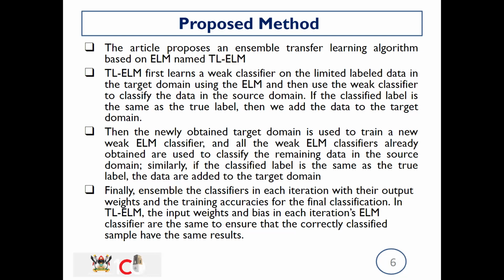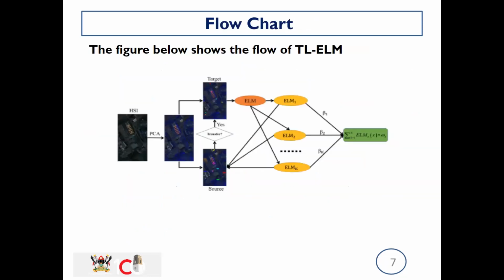So in TL-ELM, there's one important fact to note, which is key to this article. Throughout each iteration, the input weights and hidden biases of the ELM are kept constant, and this is to ensure that correctly classified samples have the same results. So we can look at this diagram to get a more elaborated view of the algorithm. It's a flow chart, or you can call it an architecture.